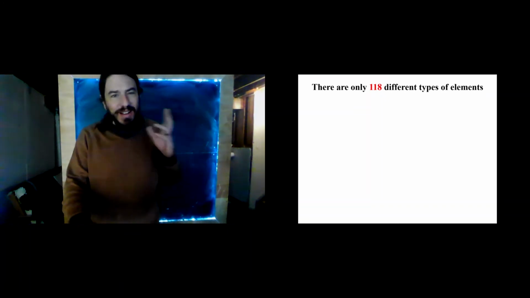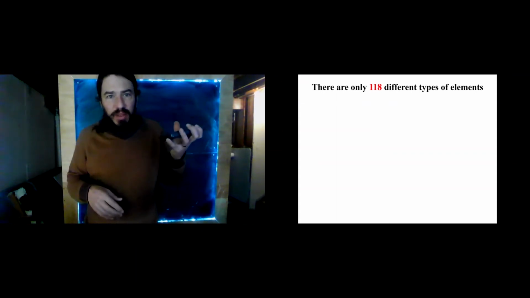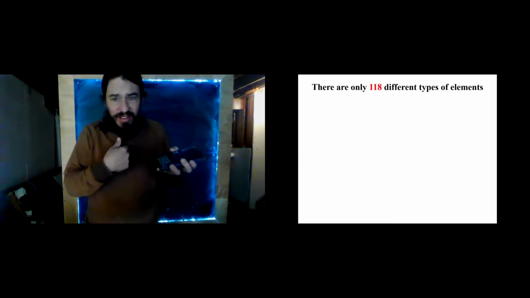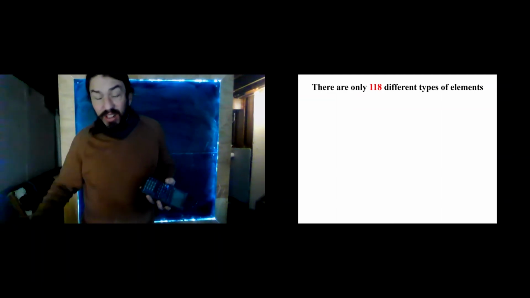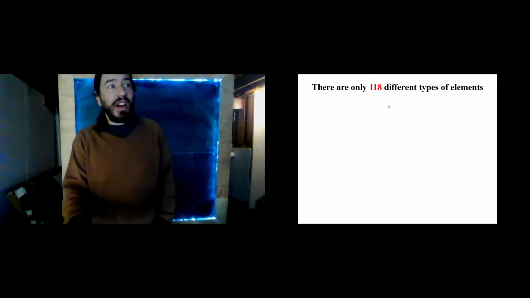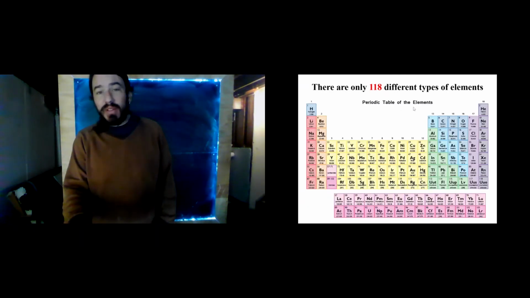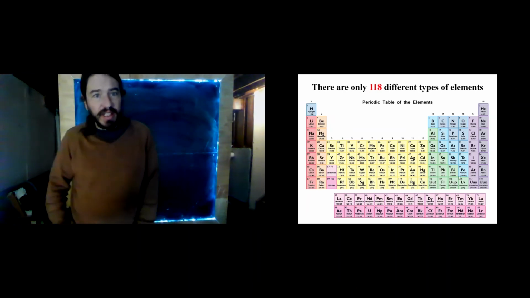So atoms are these impossibly small building blocks that make up everything around us. And what's crazy is there's not that many ingredients that you need in order to make a computer, a calculator, a person, some coffee, right? The ingredients are very similar for all of those things. And there's only 118 different types of elements. And so here's the periodic table. You've certainly seen this before in another science class, I'm sure.